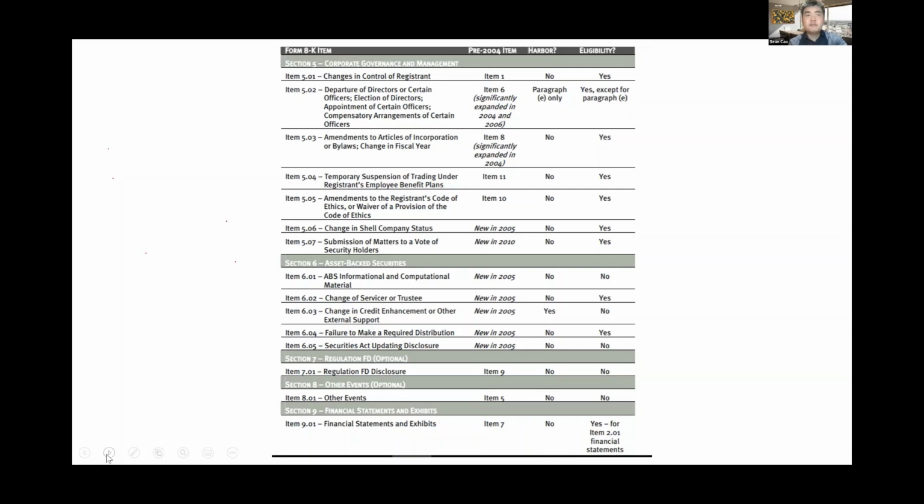Let's look at the items one by one. You can get a better idea. And then we'll talk about examples of how we use the 8-K information to help investors and help managers.